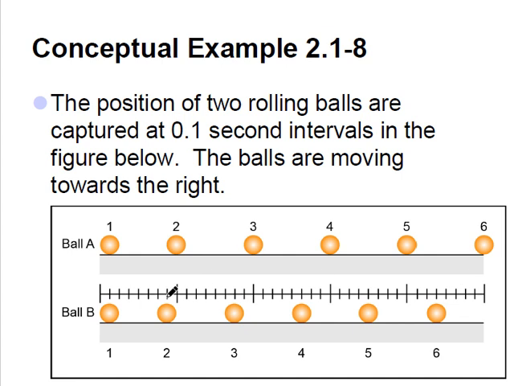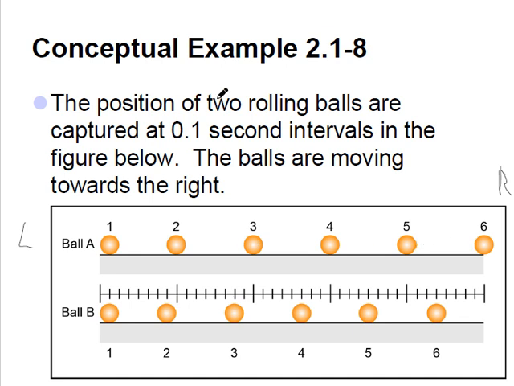So you have a bigger unit and smaller units, two different types of units, 0.1 and then 1 second, going gradually up. The balls are moving towards the right, so your right side is that way, and your left side is this way. You have 6 positions, and 6 positions for ball B as well. Please pay attention to the spacing between them.